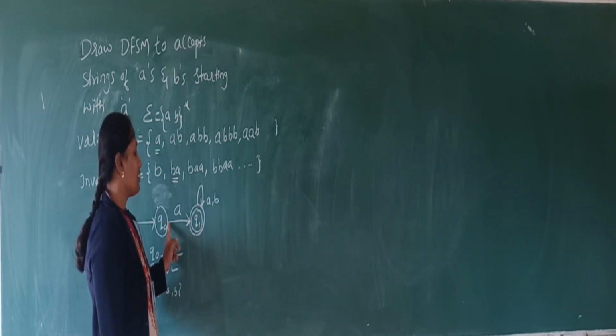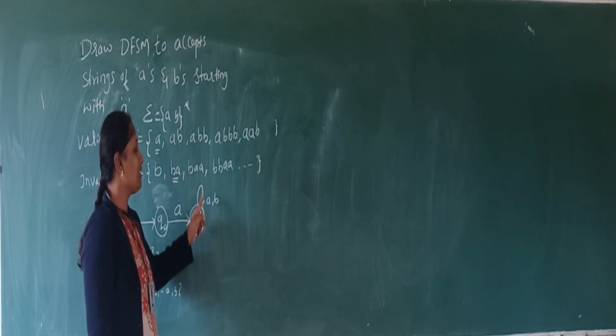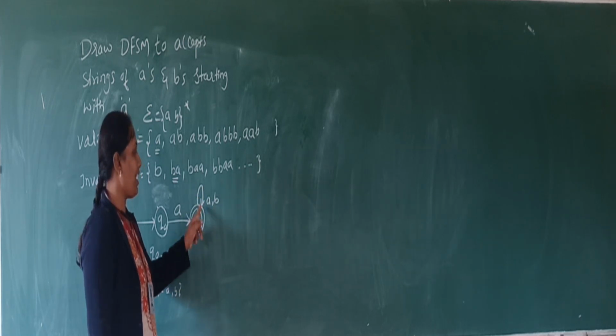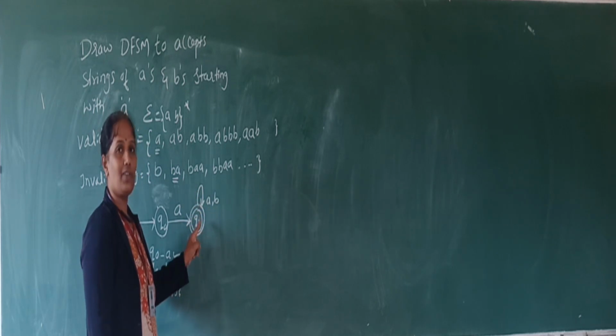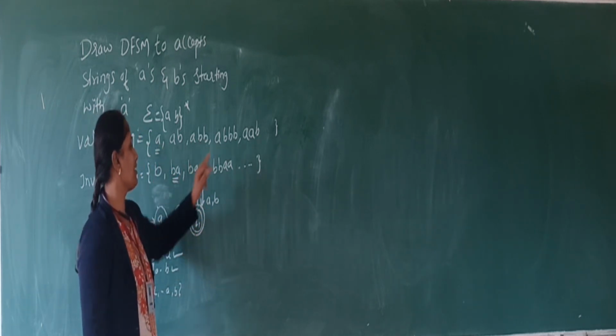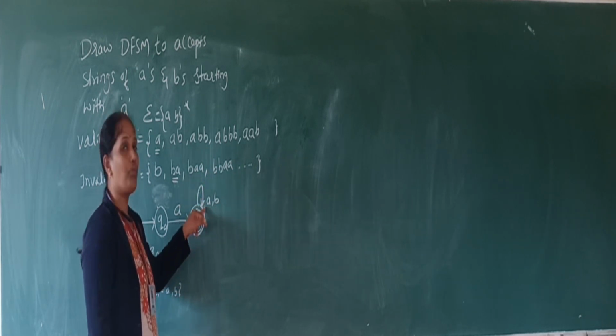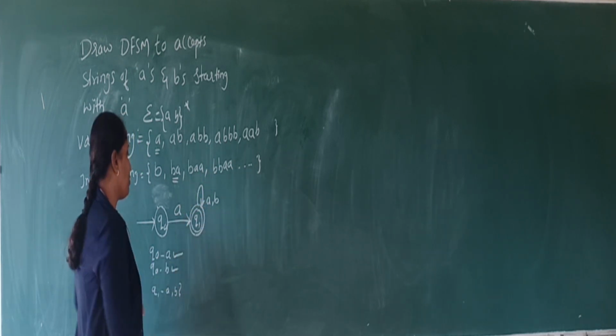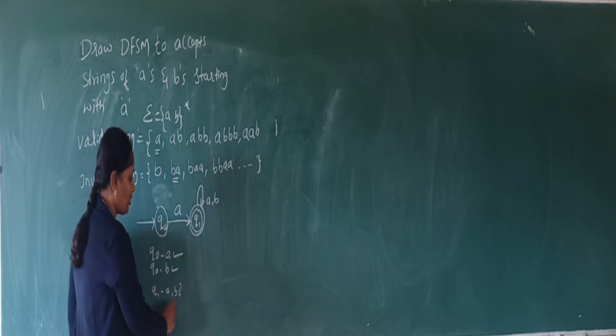Because it is starting with the A. After that, if any number of A's come, it will accept and it will be in the final state. If B's come, it will get accepted and it will be in the final state. So all these strings get accepted if I take a loop for this. Okay. So for the Q1 state I had shown the transition.